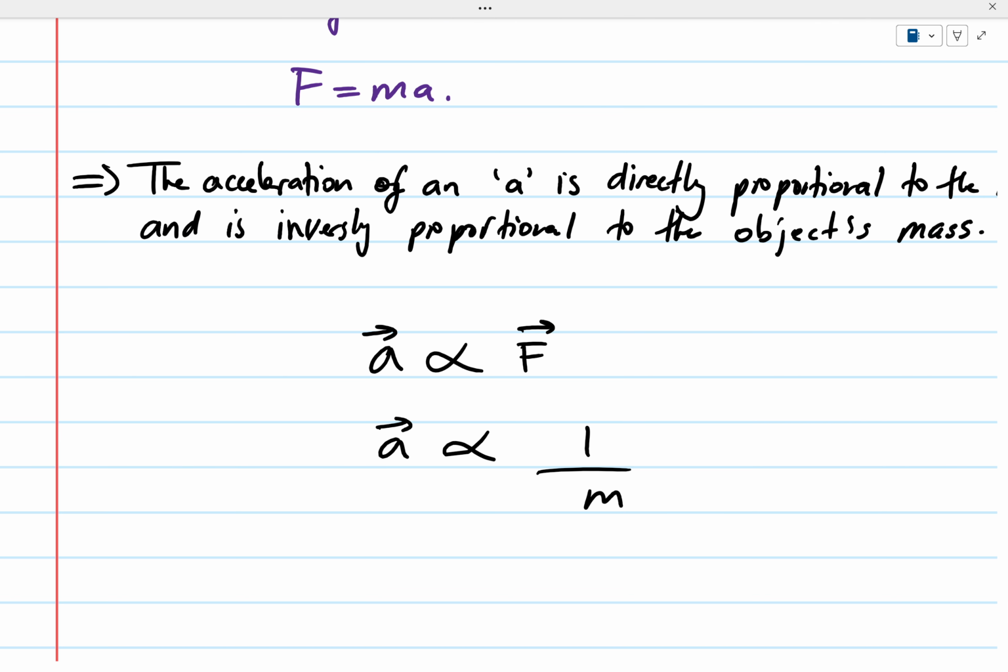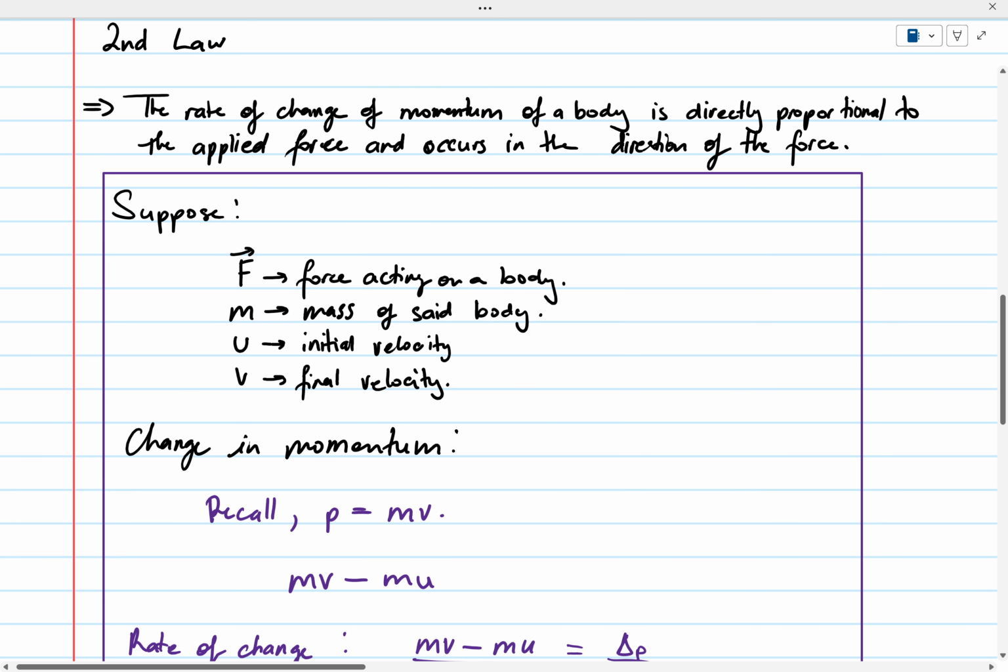Everybody's fine with this? So the first statement that we had up here about proportionality of momentum is the initial statement that we use to get F is equal to ma, which is the law. And the last statement that I have down here is describing F is equal to ma. Force is equal to mass times acceleration.